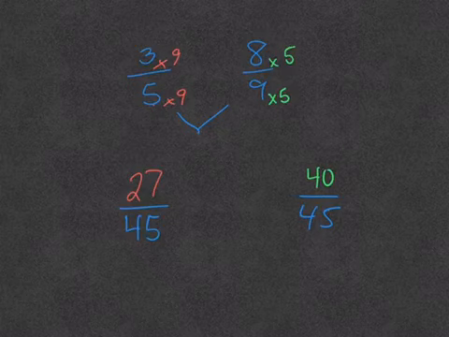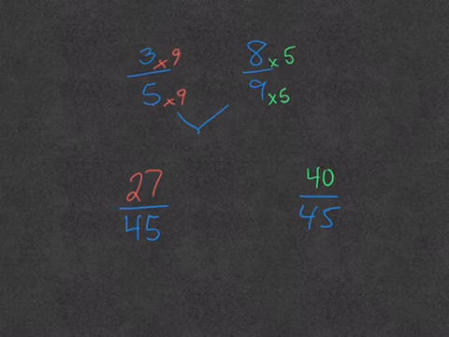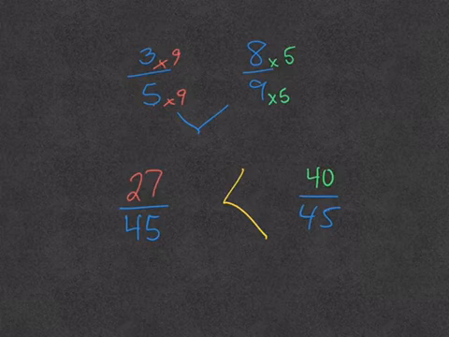Now I can compare fractions because I have 27/45, 40/45. Denominators are the same, so just compare numerators. 27/45 is less than 40/45. I know this video has got a lot of different strategies, but I got one more to show you. So let me go on to that.